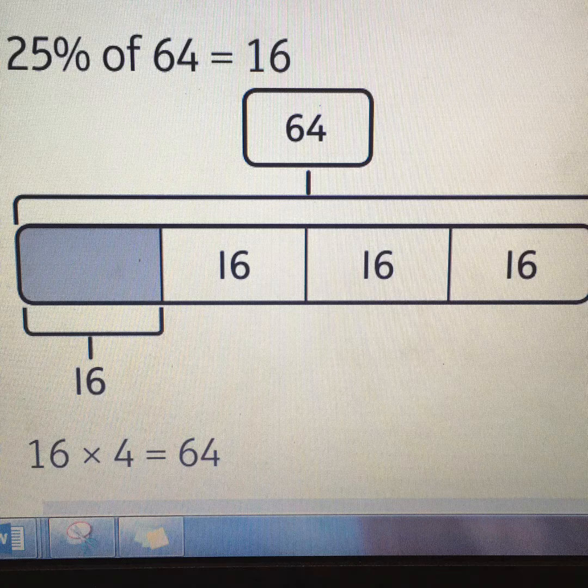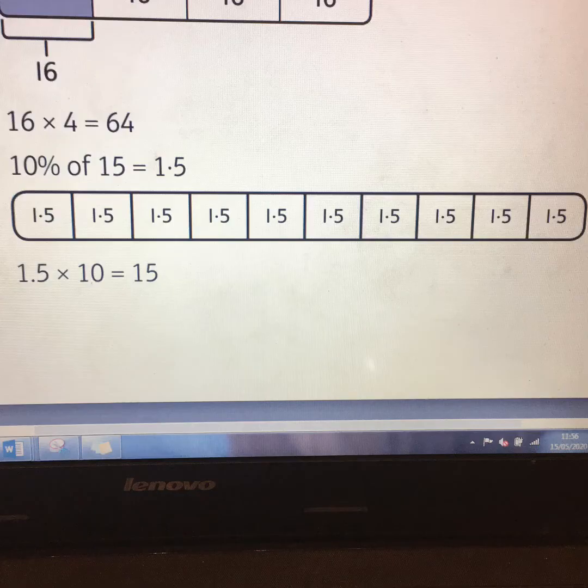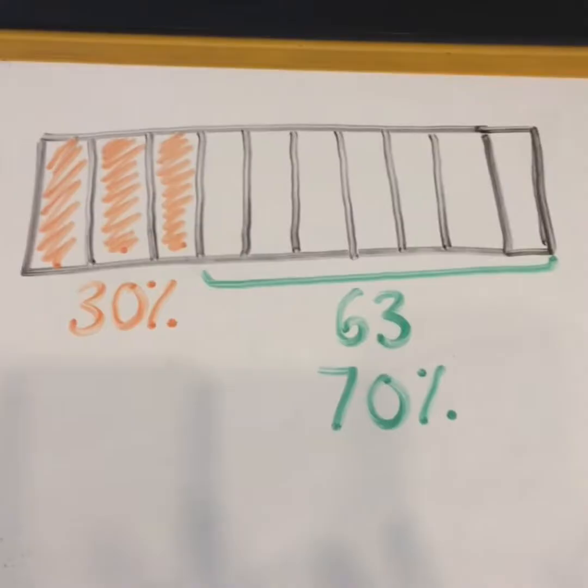For B, you know that 25% is 16. Well, if it's 25%, that's a quarter of it. So to find the whole, you're going to need to times by 4. So 16 times 4 is 64. And for C, you know that 10% is 1.5. Well, 10% is a tenth. So to find 100%, you need to times by 10. So 1.5 times 10 is 15. Well done if you got those right.